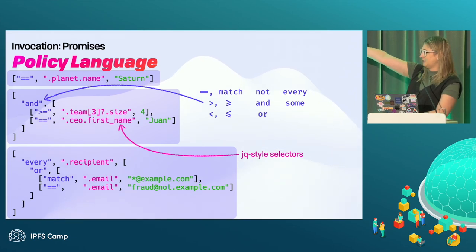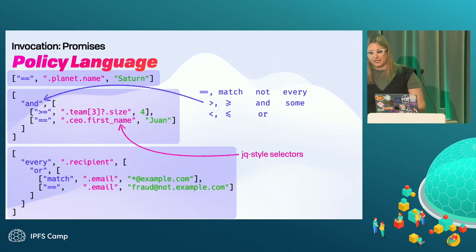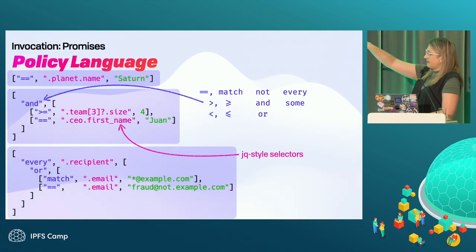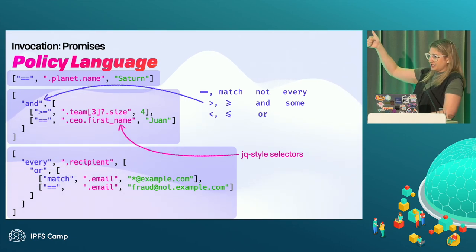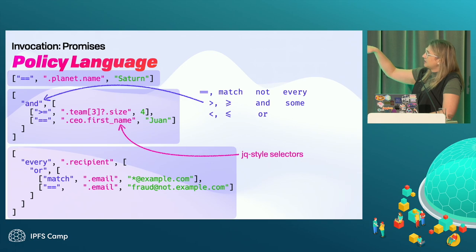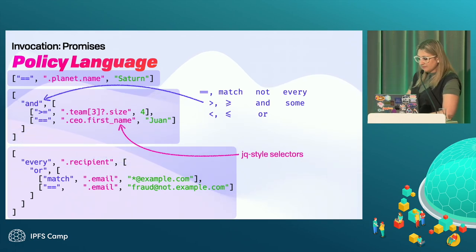11 functions, 11 operators, even if you include greater than and greater than or equal to, right? So it's just math, you know, comparisons, inequalities, string matching, so globs, not, and, or, and every and some, and that's it.